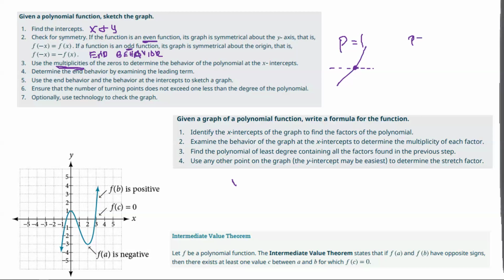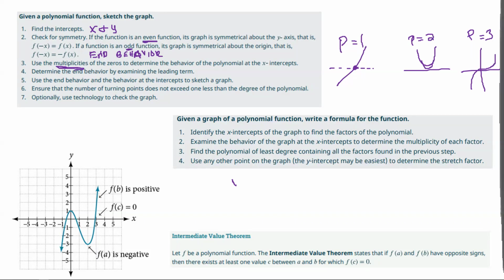If it's p equals two, then it looks like a parabola and it comes down and touches it. P equals three, I missed it. That's a little better. P equals three. Now I'm going to get a snake going on, something like that. All right. Use end behavior. Yeah, what we just did.